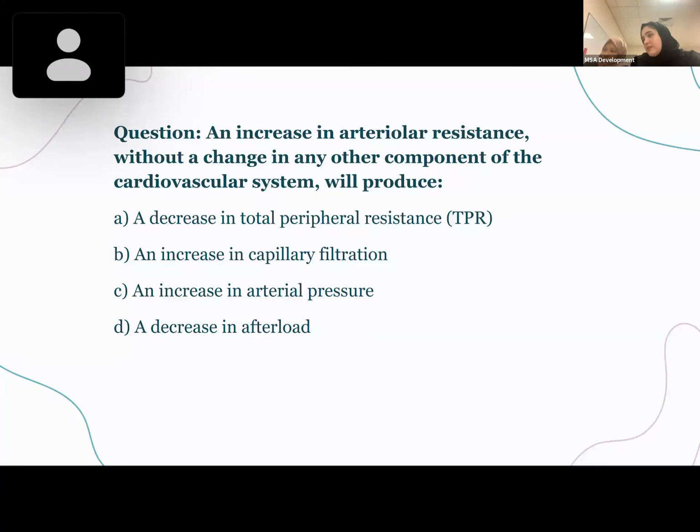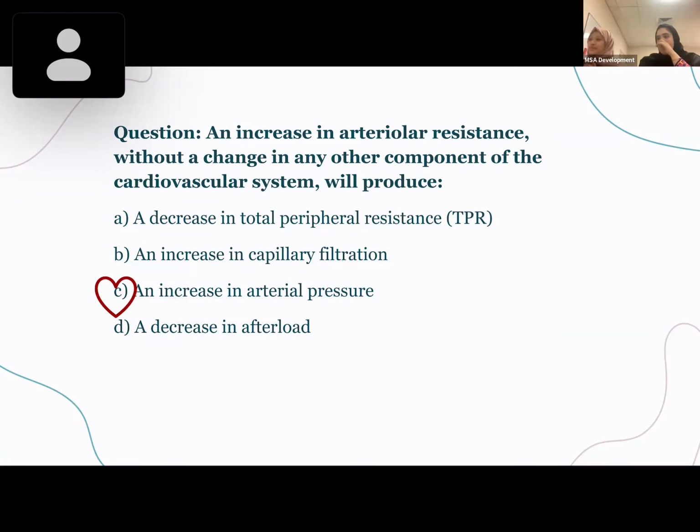Because more resistance means more pressure. Do you guys agree? I chose D because more resistance means harder to push. Interesting. Okay, so the right answer is C.